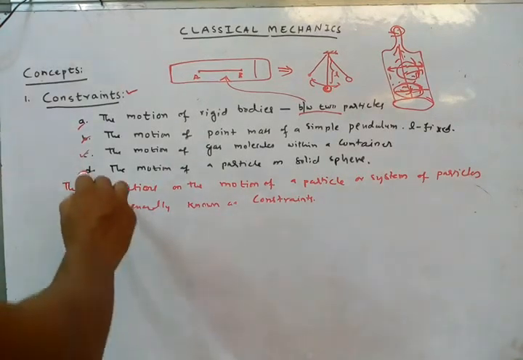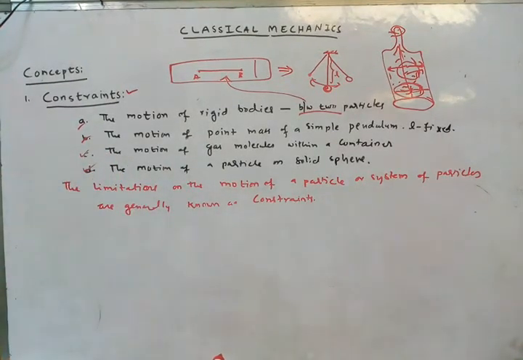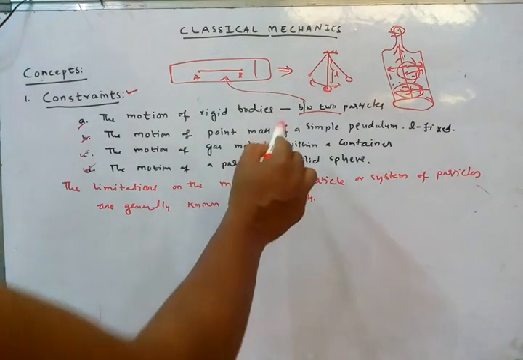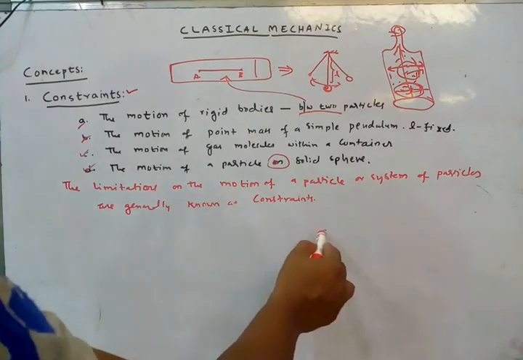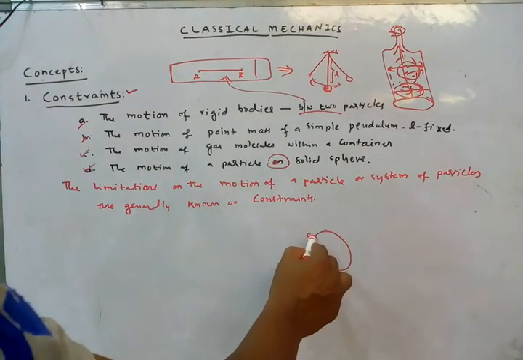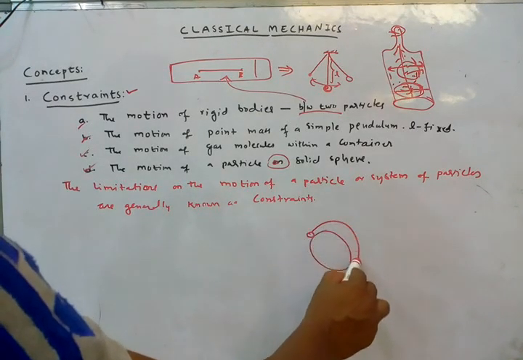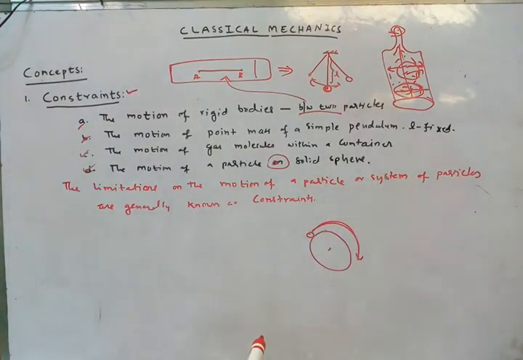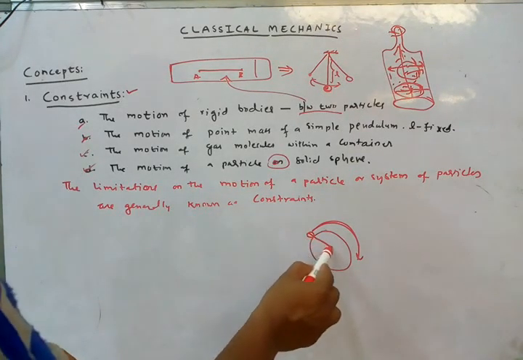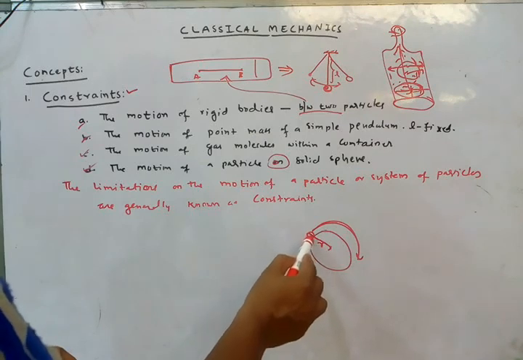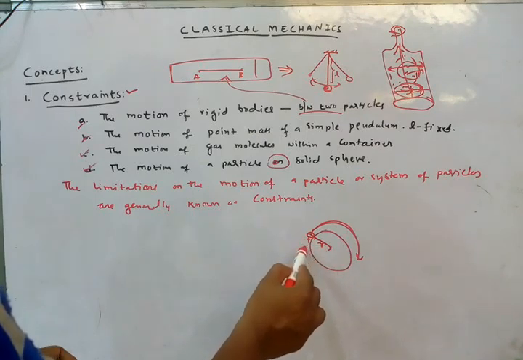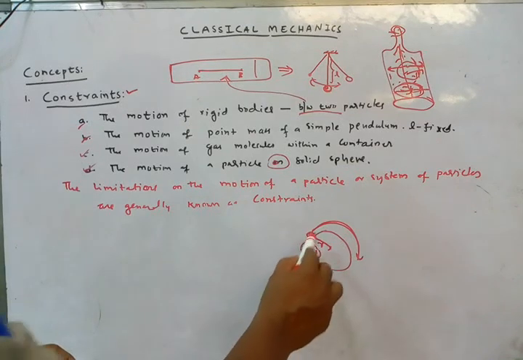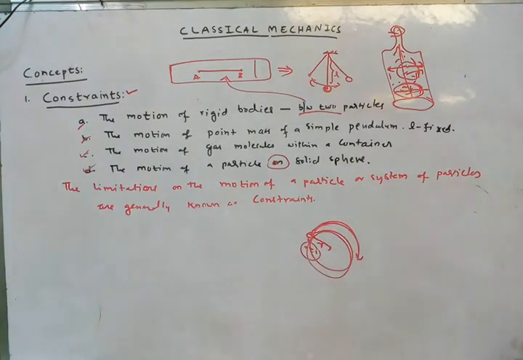Now the fourth case, the motion of a particle on a solid sphere. Sorry, not in, on a solid sphere. This is a sphere, and the particle is moving on it like this. So what is the constraint here? There is a fixed distance: this radius is R plus A, and it is fixed. The particle is moving on the solid sphere.